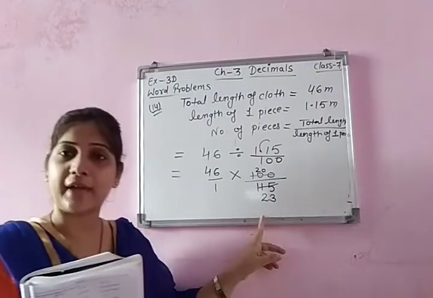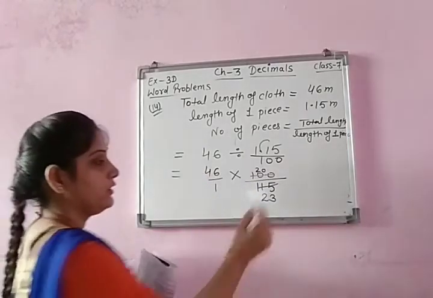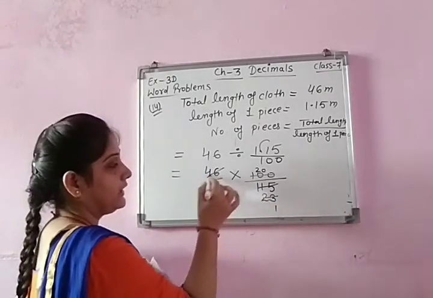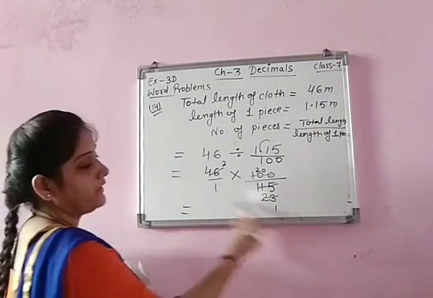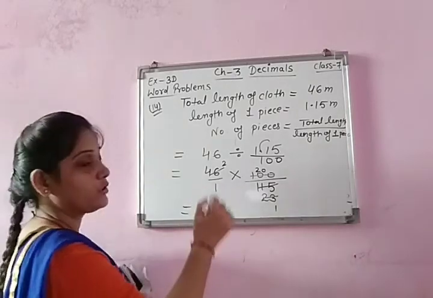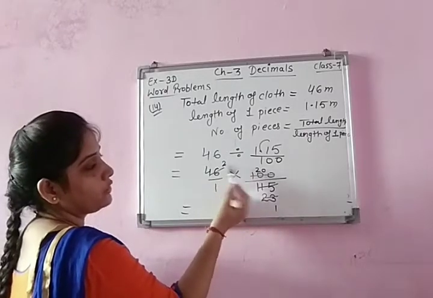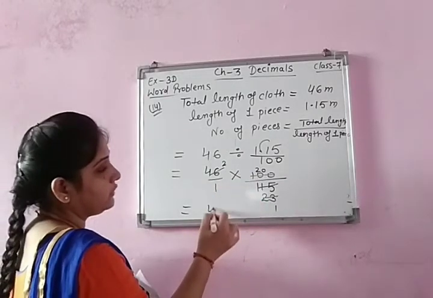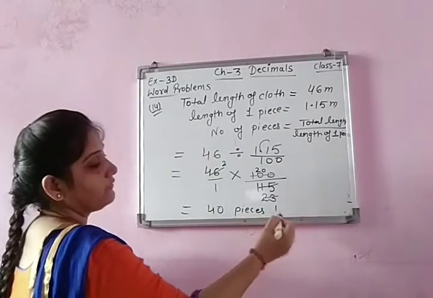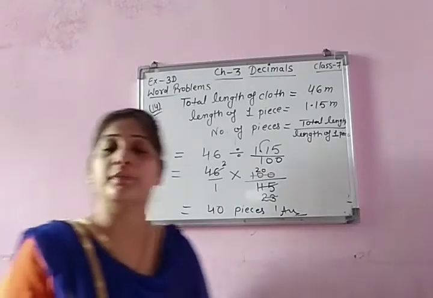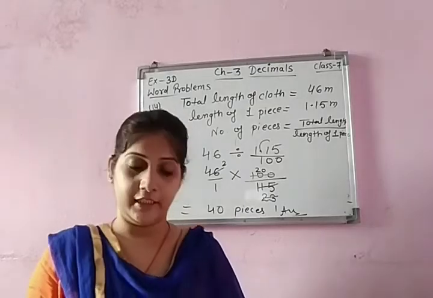Now 23 is a prime number. So I think by 23 I can cancel out this. 23 one time and 23 two times give us 46. Okay. Now in the denominator 1 is there only. So no need to write denominator if there is 1 in the denominator. And numerator is going to be multiplied. 2 and 20. So 22s are 40. What we are finding? Pieces. So write 40 pieces. From that cloth she can cut out of the length of 1.15 meter each.